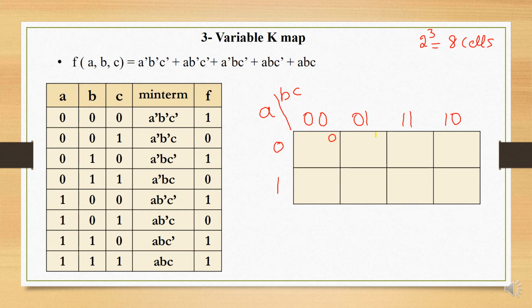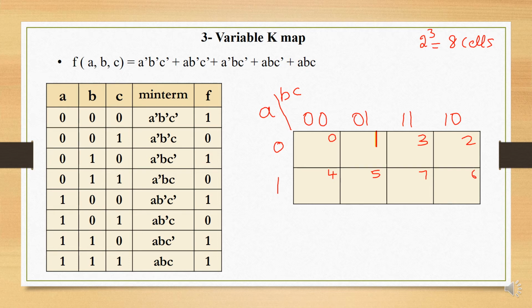So cell number 1 is here. Cell number 2 is here. Then cell number 3 is 0, 1, 1. Therefore, we write cell number 3 here. Cell number 4 is 1, 0, 0. 4 is here. 5, 6, 7 is 1, 1, 1. Therefore, we write 7 here.